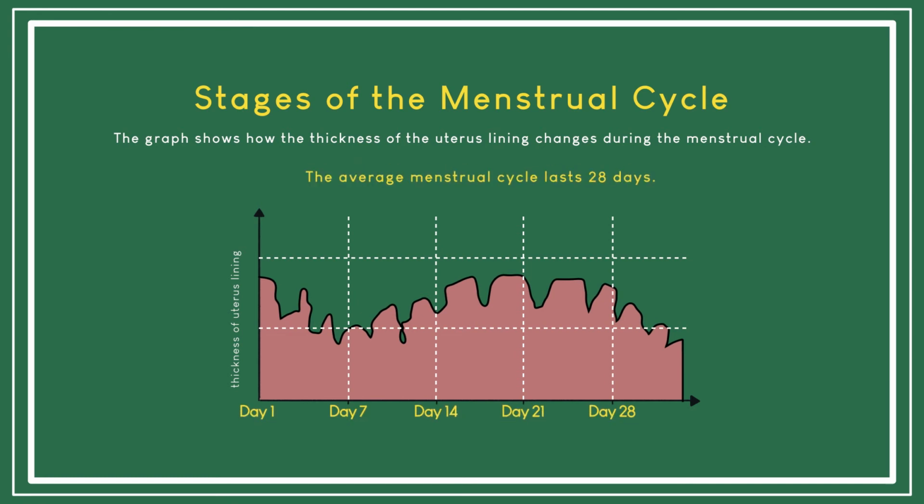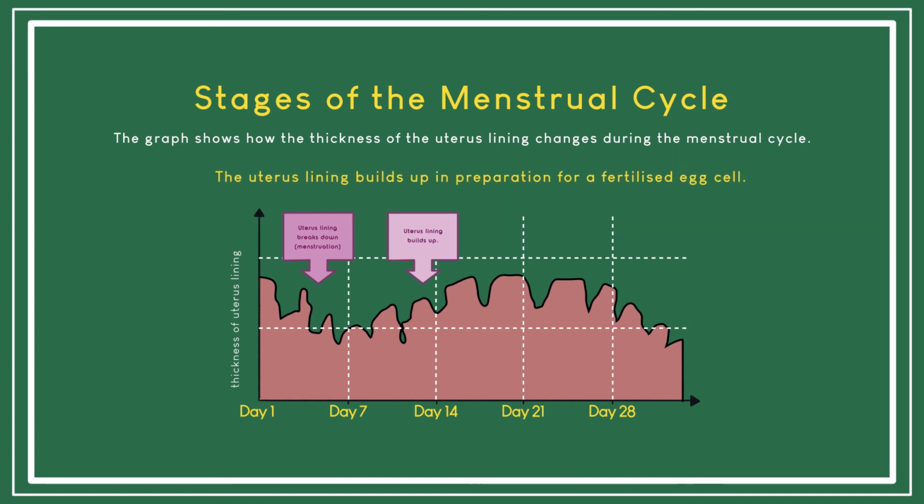The average menstrual cycle lasts 28 days. Menstruation, a period, occurs from day 1 to around day 5. The uterus lining builds up in preparation for a fertilised egg cell. A mature egg cell is released from an ovary around day 14. This is known as ovulation.